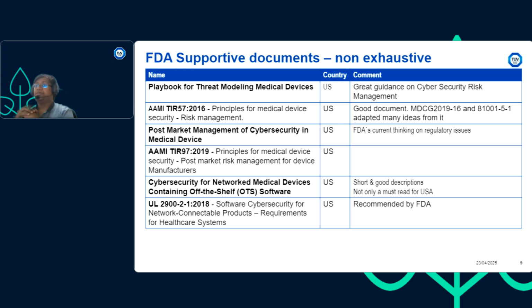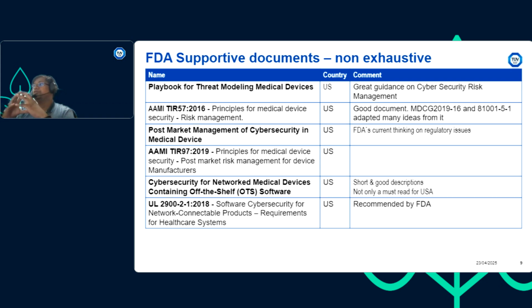Then, how you should maintain off-the-shelf libraries. We have documents for networked medical devices containing off-the-shelf OTS software. This is again a very short and good document. And then we have UL 2900-2-1, again recommended by FDA. Now, this is just a supporting document list for FDA.